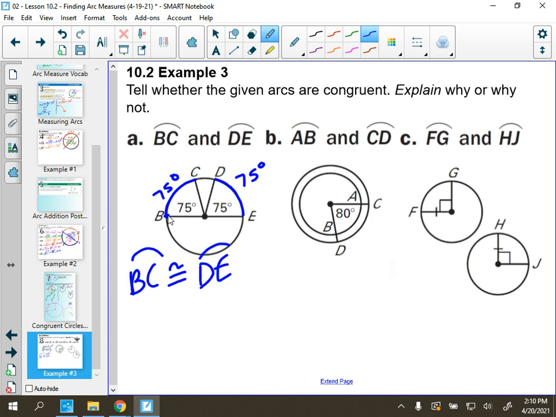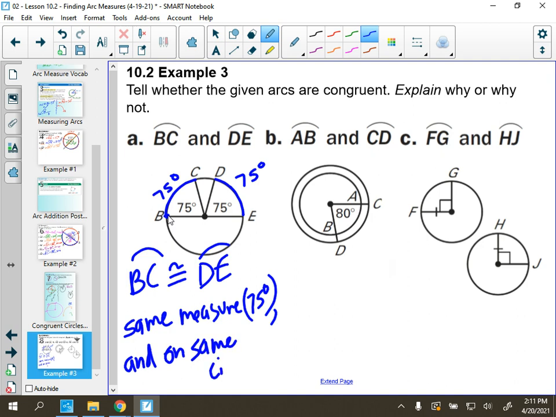How do you know that? Because, I mean, short and sweet, they have the same measure, which is what? 75 degrees. And we said that's not good enough. Let's also say and on the same circle. Okay, so it's that second, I mean, they're both important. We can't say one without the other. But both of those would have to be true in that case, okay?